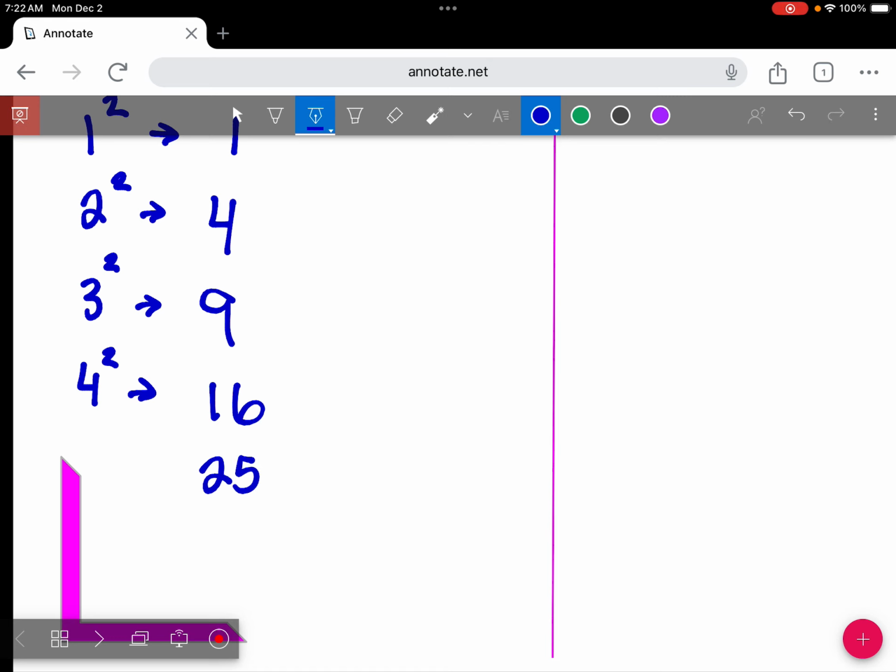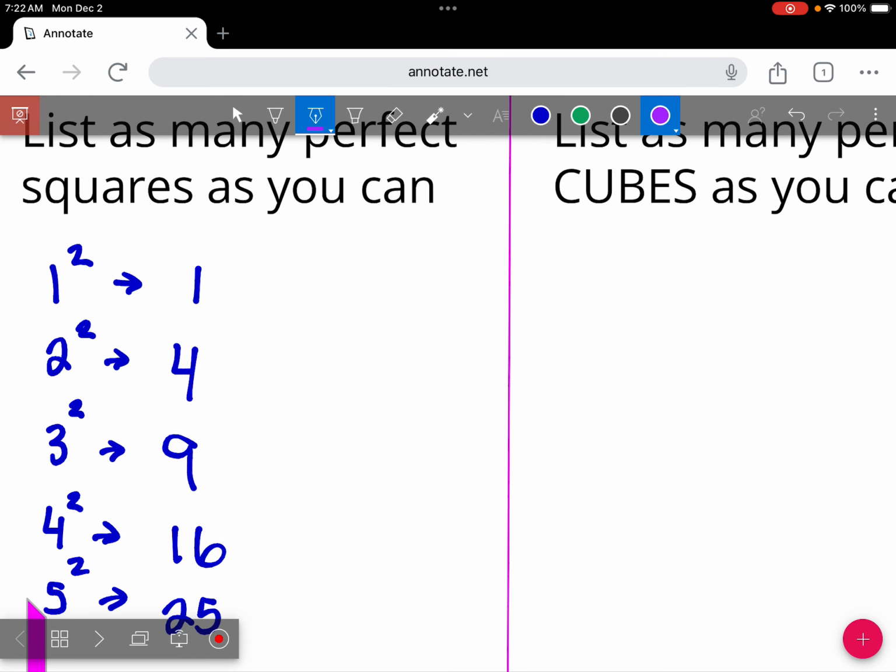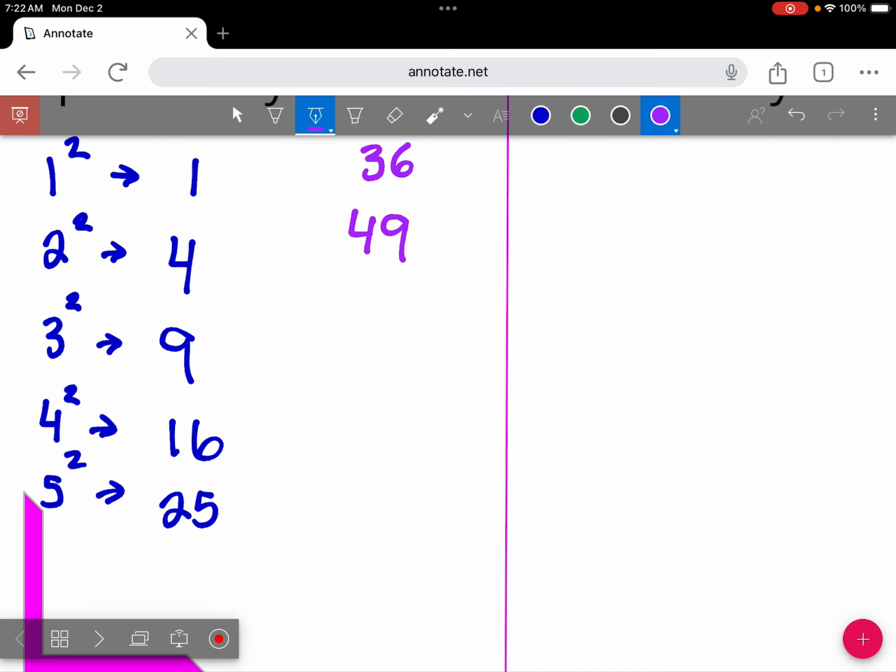25. I'll do the 5, but then I'm not going to keep writing which number we squared to get there. What else do we got? 16, yeah, I got 16. 36. 49. 100. We could keep going.